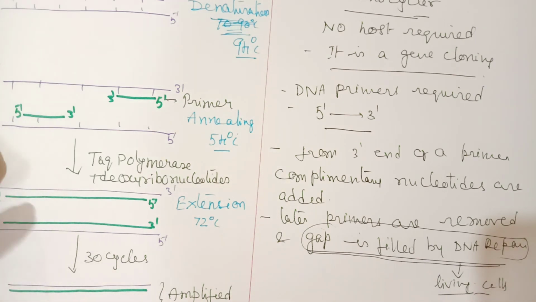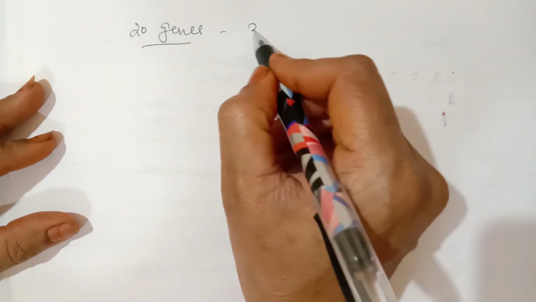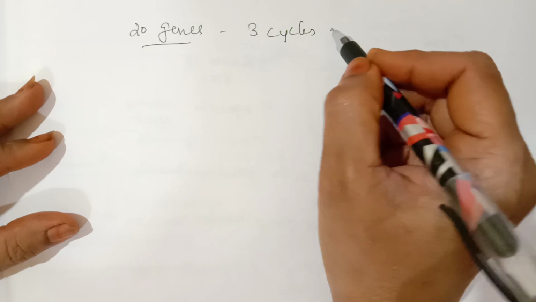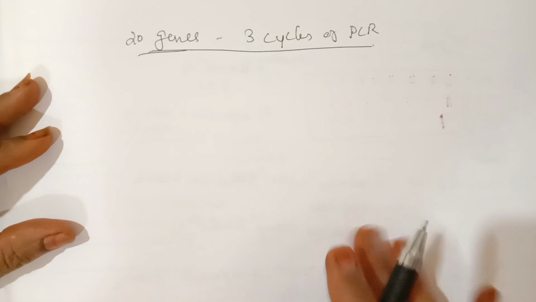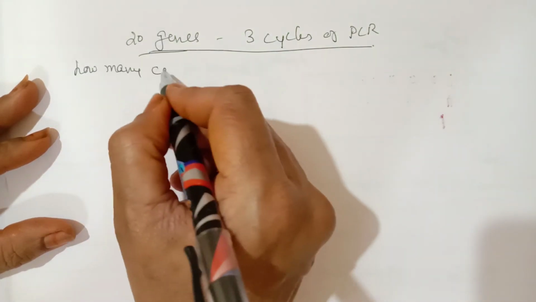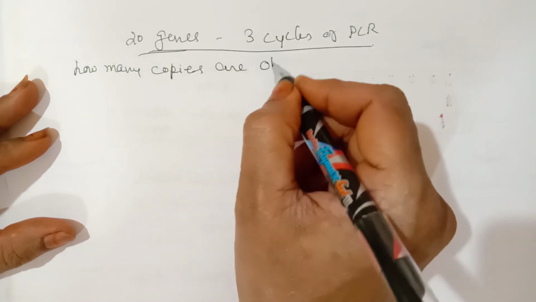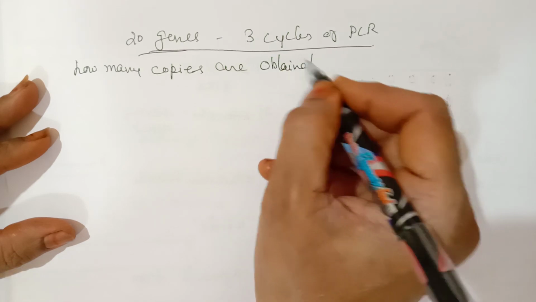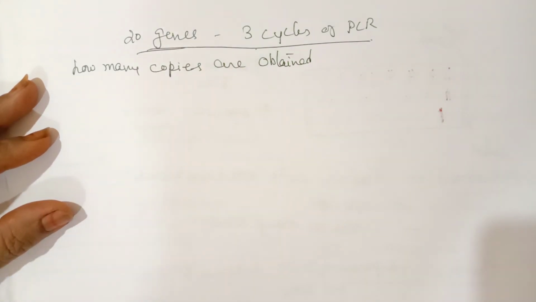So here just one numerical I will discuss. Just simple, suppose there are 20 genes and they are undergoing 3 cycles of PCR. 20 genes and 3 cycles of PCR. How many copies are obtained at the end of 3 cycles? So 20 genes are undergoing 3 cycles of PCR. How many copies are obtained?